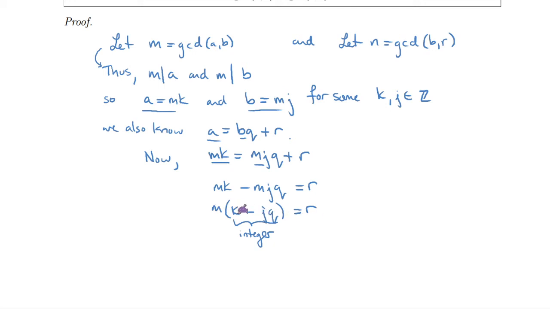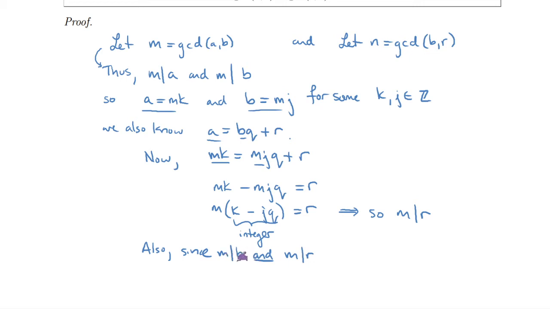Well, if you stare at it a little bit, it shows you that m is effectively a factor of r, right? An integer factor. So m divides r. Also, since m divides b, that was an original assumption, m divides b, and m divides r, what does that tell us?